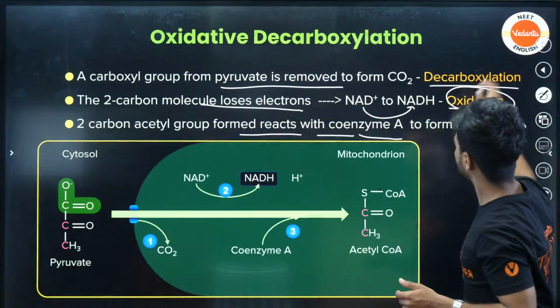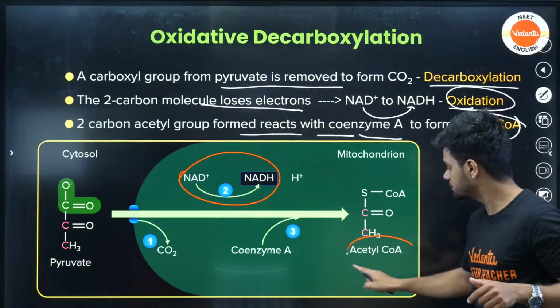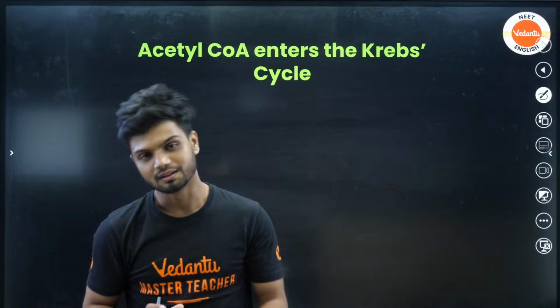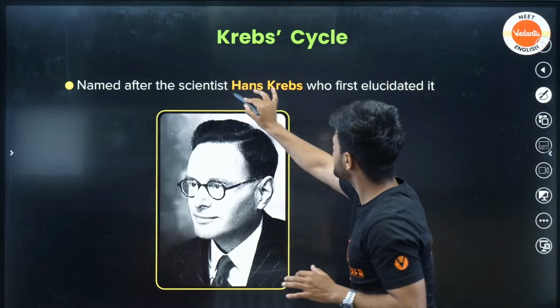You need to see this to understand. Decarboxylation, oxidation is happening, reduction is happening here, coenzyme is attaching, and we get acetyl coenzyme A. This acetyl coenzyme A enters your Krebs cycle. And that's the start of your Krebs cycle, which was discovered by a scientist called Hans Krebs. Hans Krebs discovered your Krebs cycle.